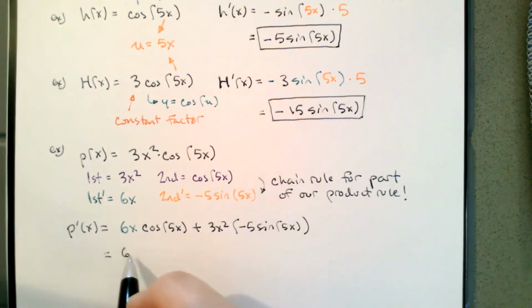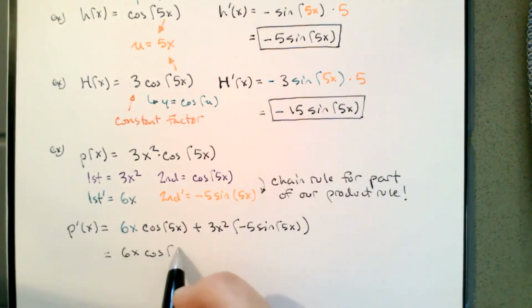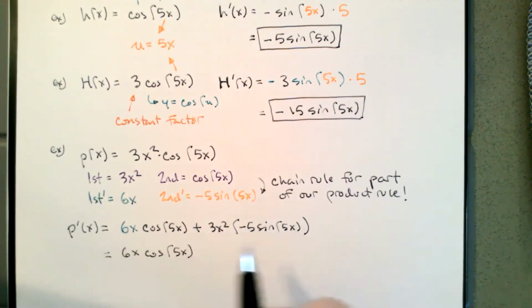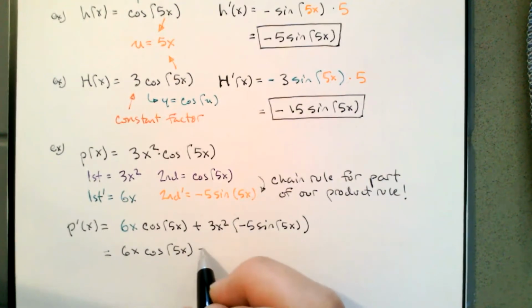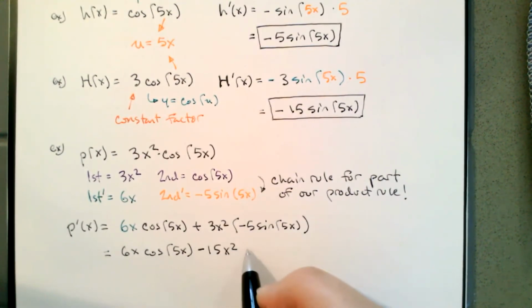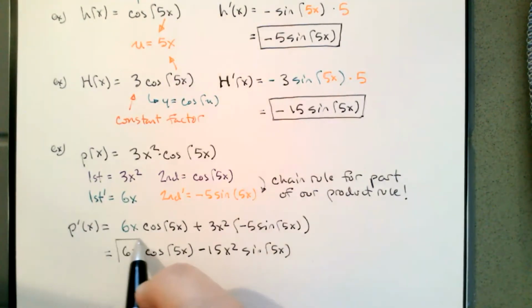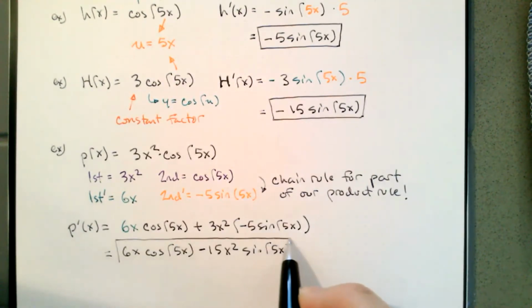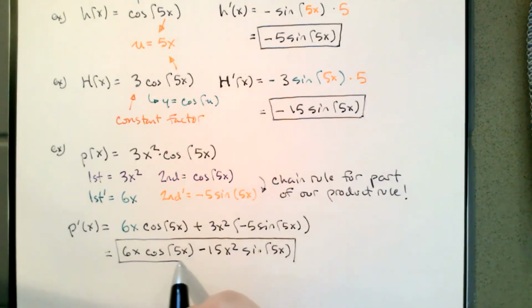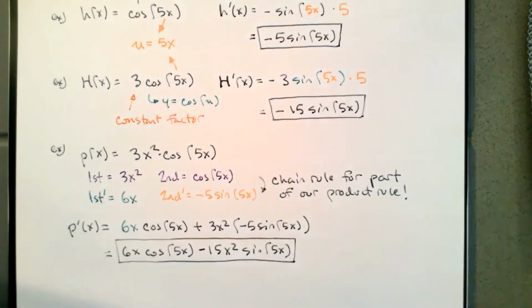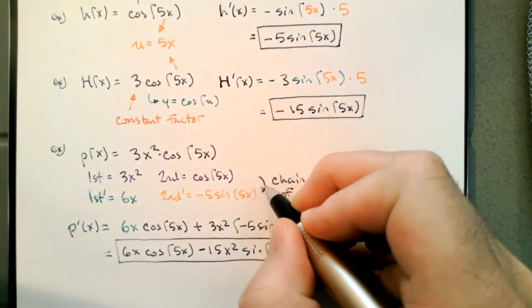So we'll have 6x cosine of 5x, and we should clean up our constants over here. 3 times negative 5 is negative 15, x squared times the sine of 5x. This only seems like a lot to remember because it's a lot to remember, and you have to remember all of it all the time in perfect detail. Because here we had to read that this was a product rule, then we had to remember to do the chain rule as part of the product rule. We are using the chain rule as part of the product rule.